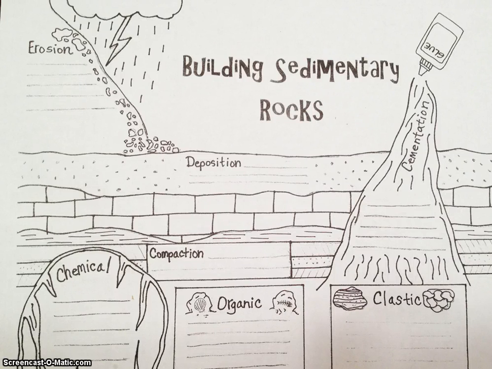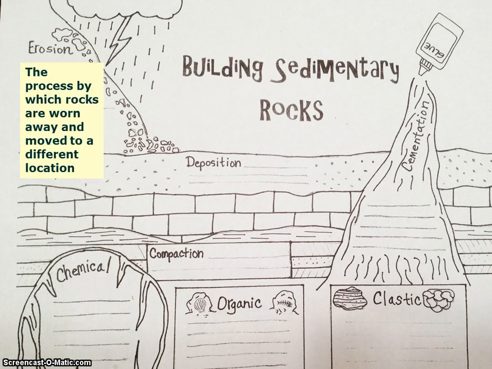Well, good evening, and tonight on our flip notes we're going to review the formation of sedimentary rocks on this visual organizer. So we'll start right out here at the top with the process that creates the sediments for a sedimentary rock to form. So the first process we're looking at is erosion. And this is the process by which rocks are worn away and moved to a different location.